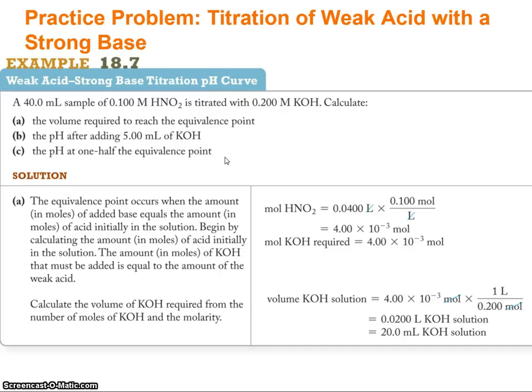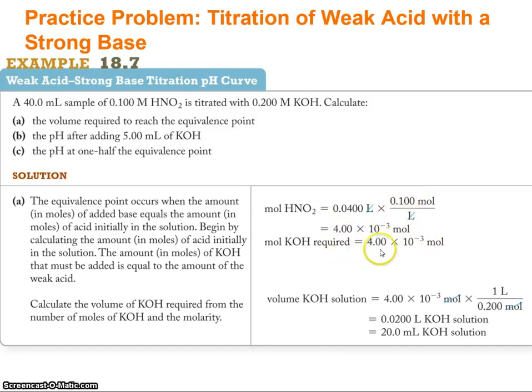So that's almost always one of the first things you want to do, is figure out the equivalence volume and the number of moles of your titrate. Right, so I've got my moles of HNO2. I need to figure that out. So I've got my volume of nitrous acid, 0.04 liters, times the concentration, 0.1 moles per liter. So 4 times 10 to the minus 3 moles.